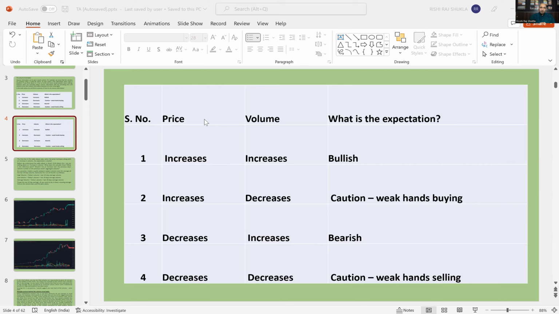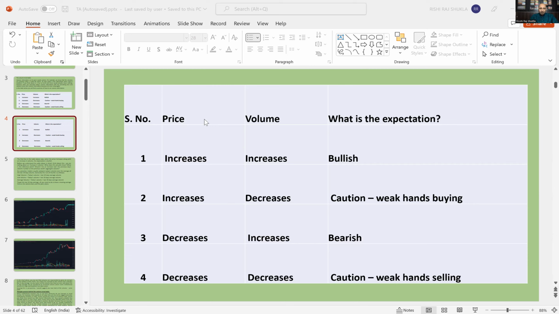Just the opposite of that: price increases, but volume decreases. So what is the meaning of this? The meaning is that only weak hands are playing. Why? How can we say so? Because if smart money is there, if FII is there, if DII is there, then they will purchase in huge quantity, unlike weak hands, like individual investors. They will not purchase some hundred or thousand shares. They will purchase lakhs of shares, millions of shares at one time.